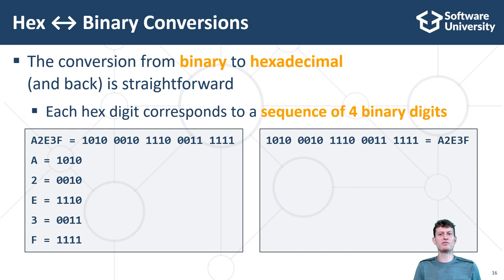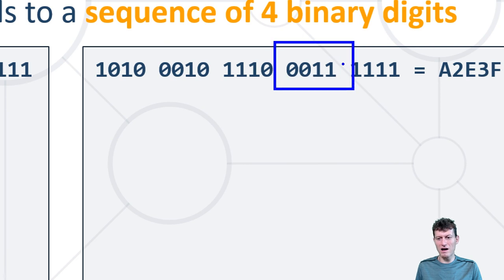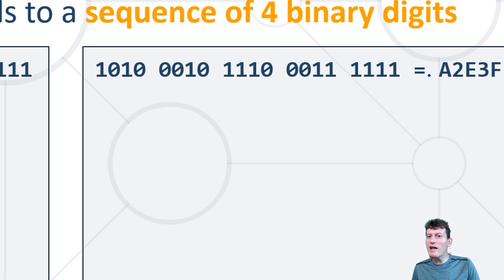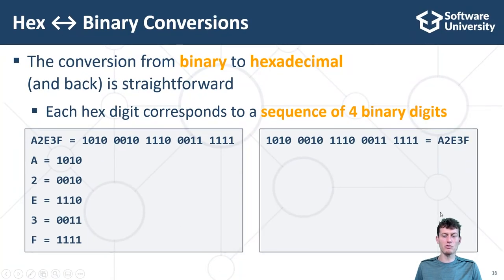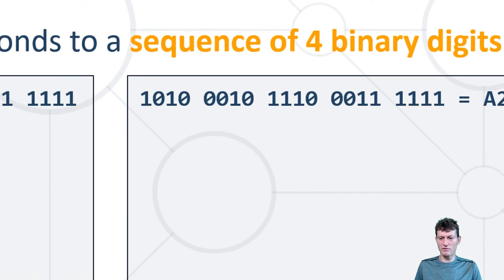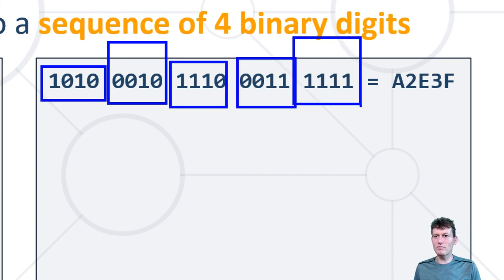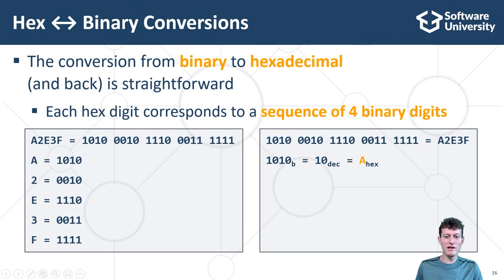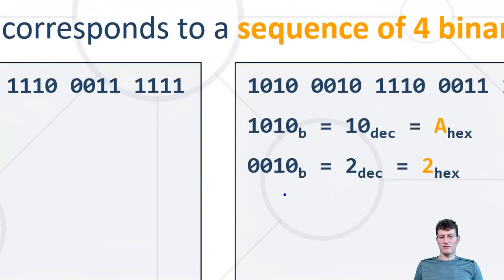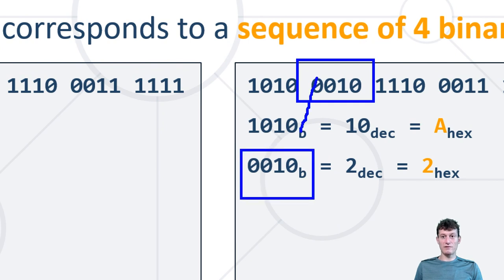Now let's do the opposite. Transform the binary number 1010 0010 1110 0011 1111 to hex. We split this number into groups of 4 bits. Like it is shown here, we have the following mappings. 1010 is 10 in decimal, which is A in hex. 0010 binary is 2 in decimal and 2 in hex.